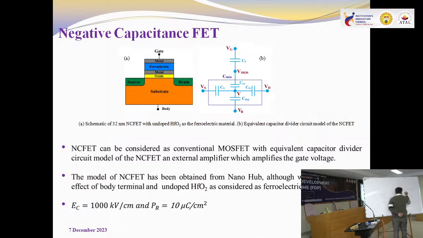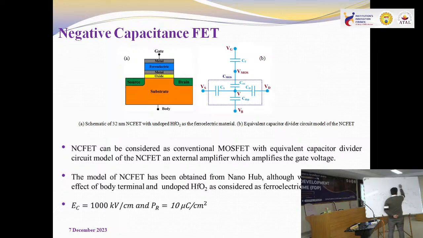Here it is quite obvious. This is the gate bias. Then you can come this side. And AG is the amplification factor, which can be written as mod of CF upon mod of CF minus CMOS.